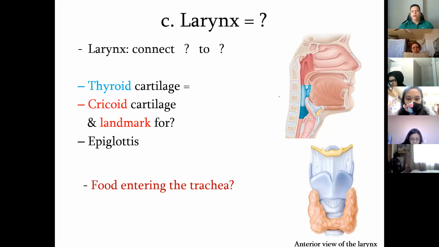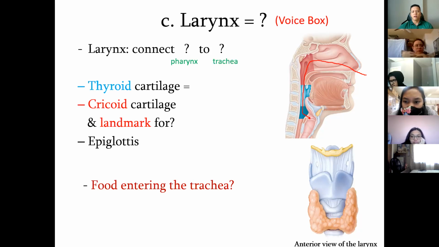Moving on now to the larynx. So we went from the nostrils, through the nasal cavity, through the nasopharynx, the oropharynx, the laryngopharynx, and now we're going to enter the larynx. Right? So the larynx is also what we call our voice box, because we're going to find the apparatus within the larynx that allow us to make sound. And the larynx connects the pharynx, more specifically the laryngopharynx, to the trachea down below here, okay?